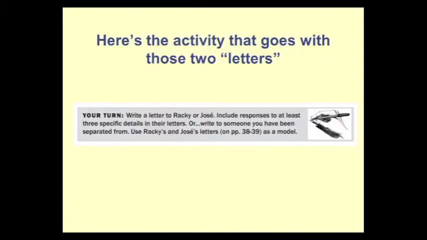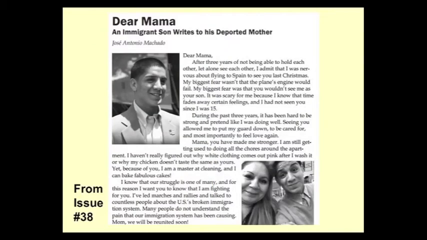So the activity for this, again, is helping students with their college and career readiness skills. In this case, I have students write a letter to Raki or Jose, and in the letter to them, include responses to at least 3 specific details in their letters. So if you were going to write to Jose, you would need to say something that specifically addressed something he said. That way you are having to show that you really read the piece, that you absorbed it, that you can respond to it. So maybe you might write back to him and tell him, well, how do you keep your whites white when you do the laundry? That might be something that a student could share back.